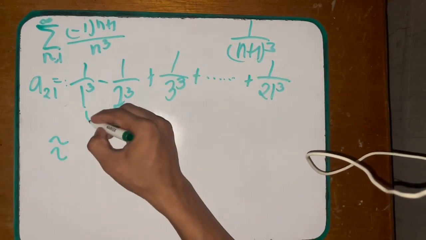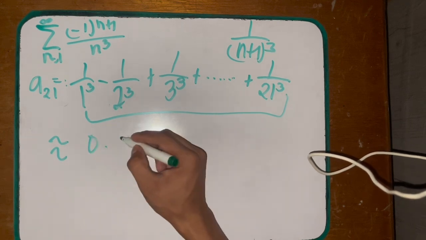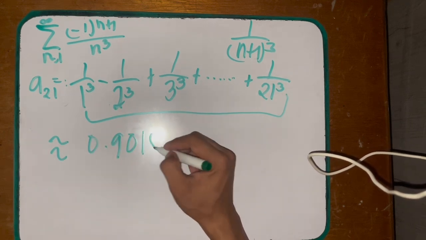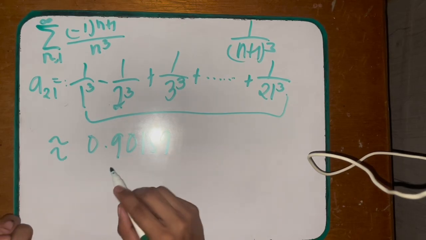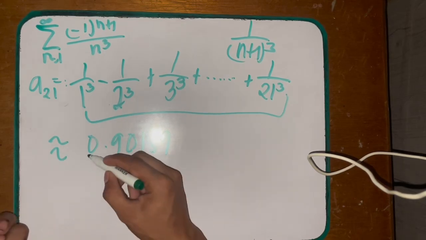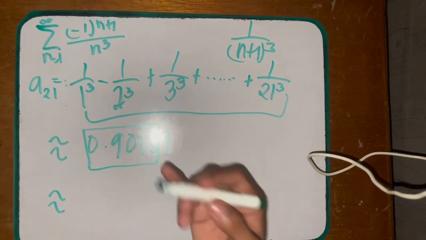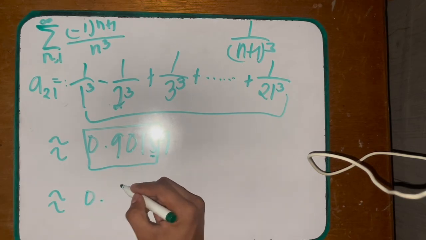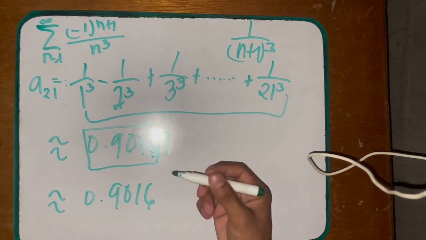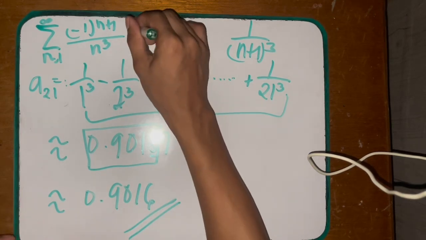If we add all that, we have 0.90159. Since we just need four decimal places, we round this value. So 0.9016 is the approximate sum of this series.